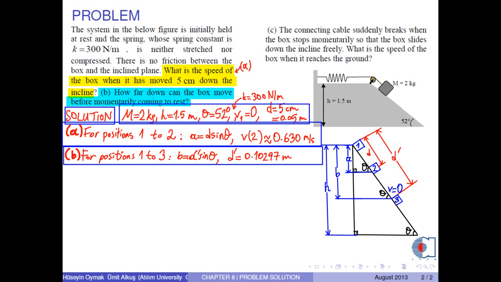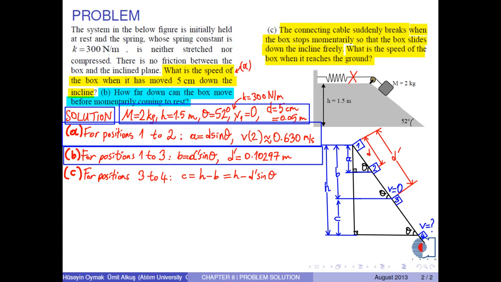Part C. The connecting cable suddenly breaks when the box stops momentarily so that the box slides down the incline freely. What is the speed of the box when it reaches the ground? For positions 3 to 4, we have height C as h minus b, where height b equals distance d prime times sine theta. Anyway, we write the conservation of total energy as follows. We choose point 4 as the zero potential energy level.